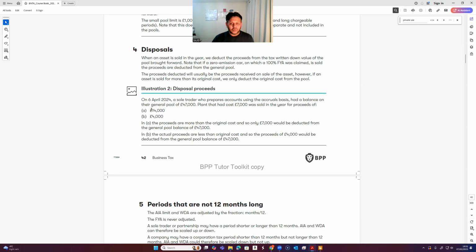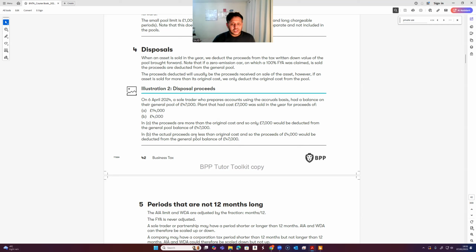Now, if we sold for 14, my cost was 7. So that means I sold for more than my cost. So it's very simple. If the proceeds are more than the original cost, only 7,000 will be deducted from the general pool. So my cost was 7, and I only deduct 7, not 14.